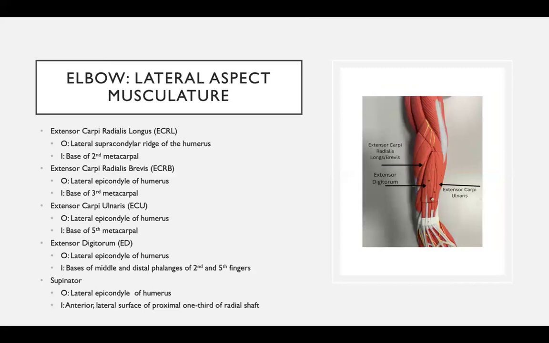The muscles of the lateral aspect are going to be the extensor carpi radialis longus, extensor carpi radialis brevis, the extensor carpi ulnaris, the extensor digitorum, and the supinator. We're discussing these here in the elbow, even though some of their actions may be to extend the wrist, because of where they originate on the lateral epicondyle.